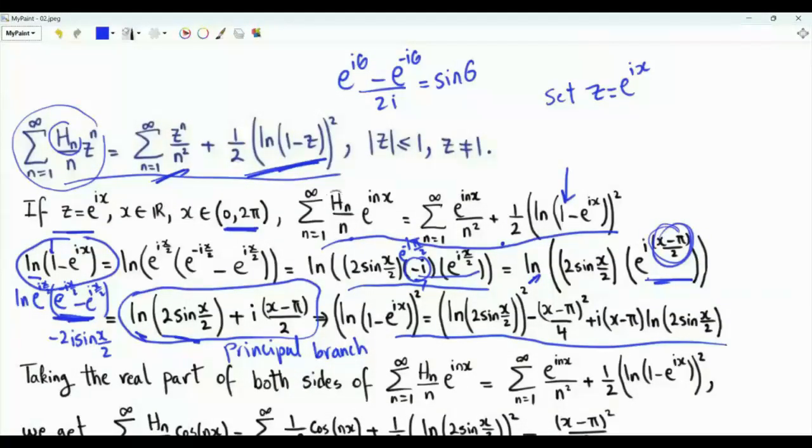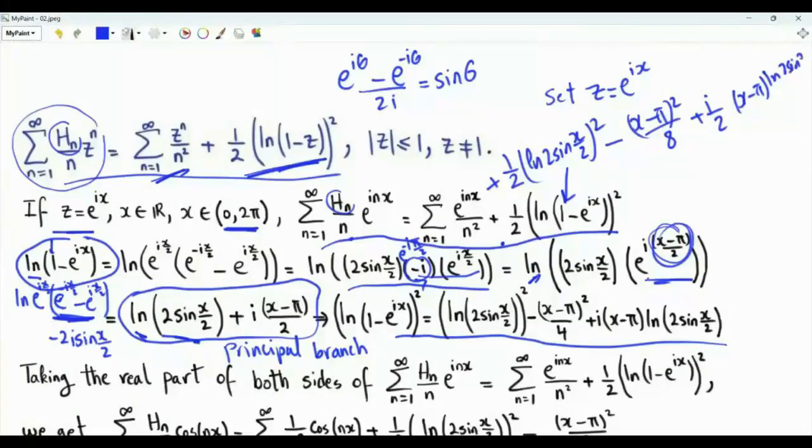So the summation n from 1 to infinity of Hn over n e to the i nx is equal to the sum n from 1 to infinity of e to the i nx over n squared plus 1/2 the square of the natural logarithm of 2 sine x over 2 minus (x minus pi) squared over 8 plus i over 2 (x minus pi) log 2 sine x over 2.